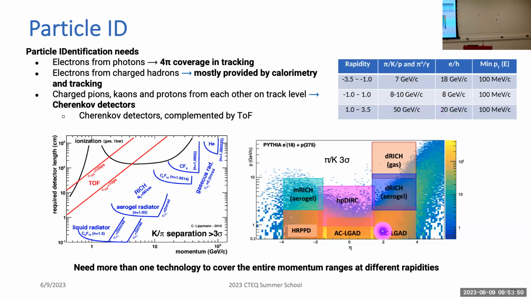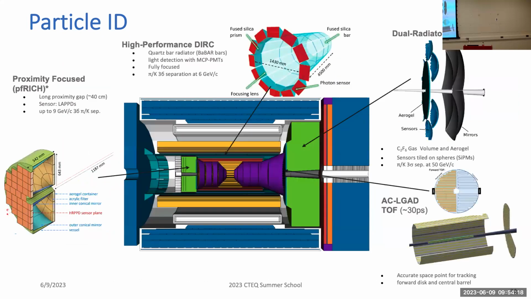At the lowest, the slowest particles can be identified by time of flight, right? The slower the particle, the more time it's going to take to get to a certain detector. But of course, the faster it goes, closer and closer to the speed of light, then everything looks the same. So for slow particles, we can use time of flight. We can use different Cherenkov detectors in different regions to get us all the way up to this required particle ID threshold. So we have a number of particle ID detectors, again, covering 4 pi.